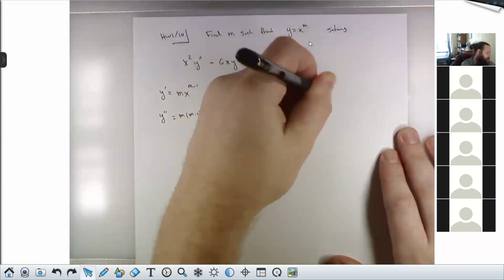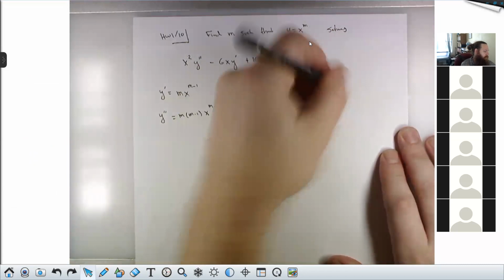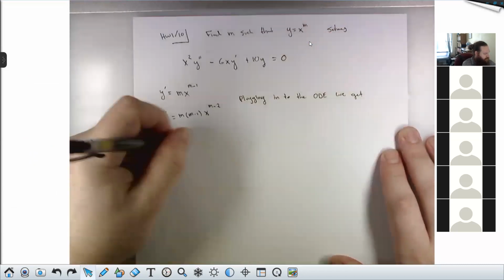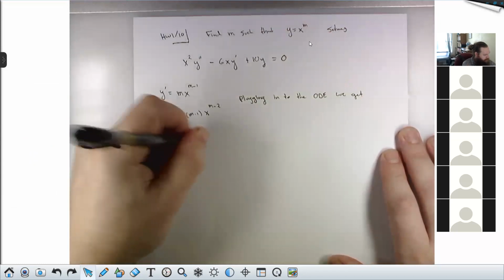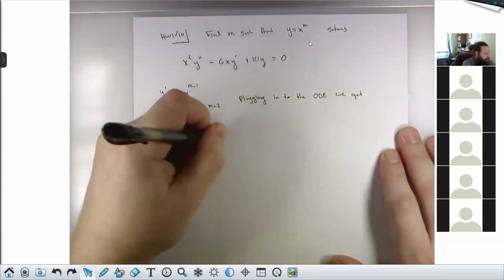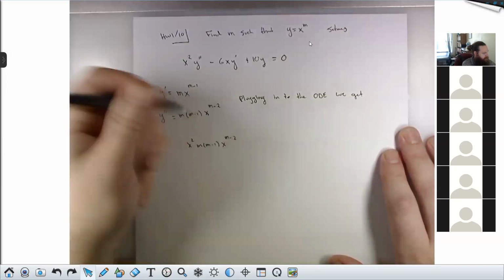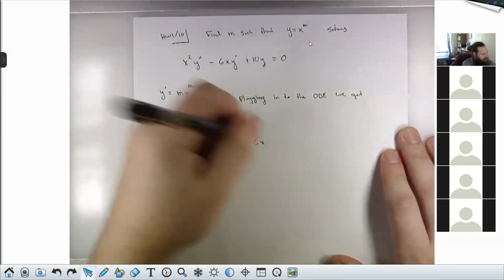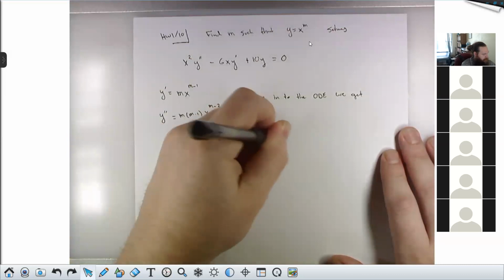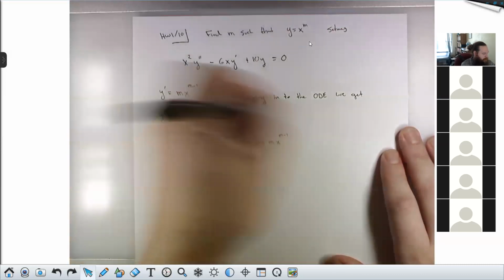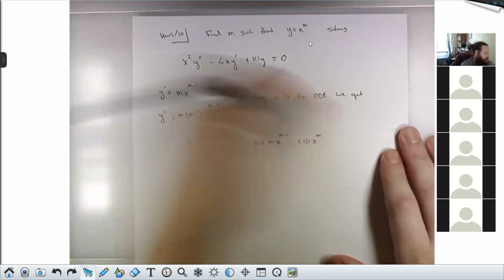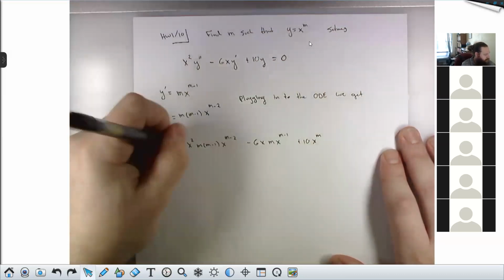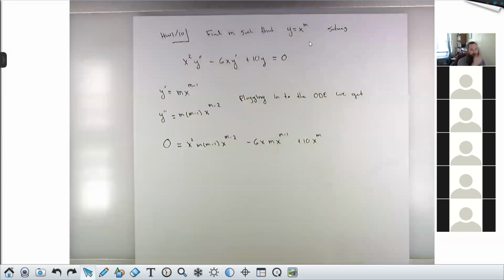Into the ODE, we get x squared times m times m minus 1 times x to the m minus 2, minus 6x times m x to the m minus 1, plus 10x to the m. And this is all supposed to be equal to 0, so I'm going to put the 0 on the left over here.